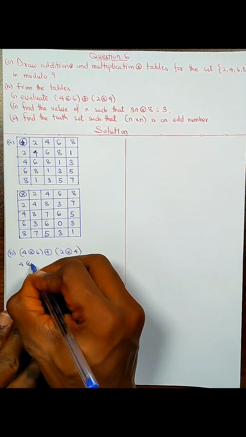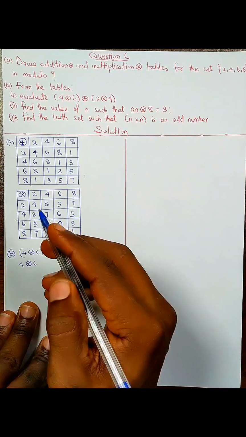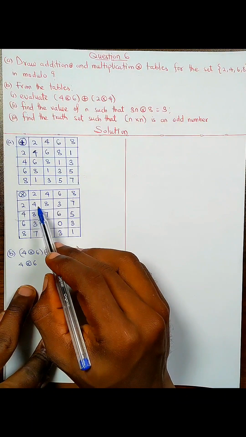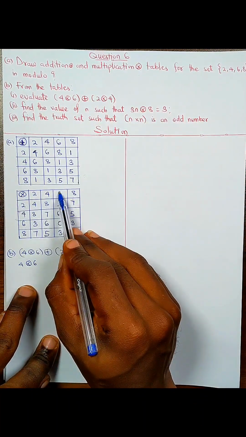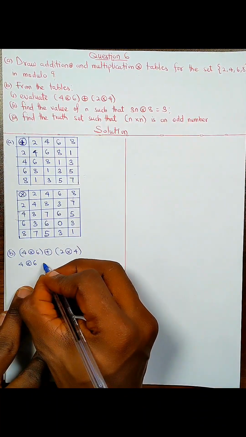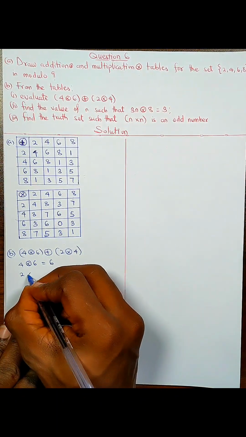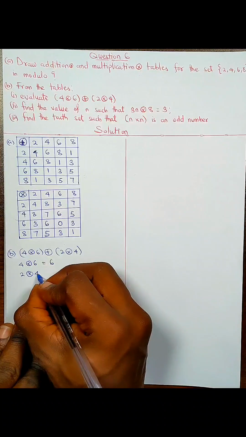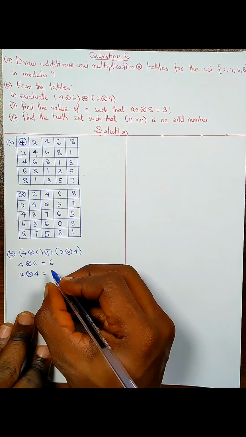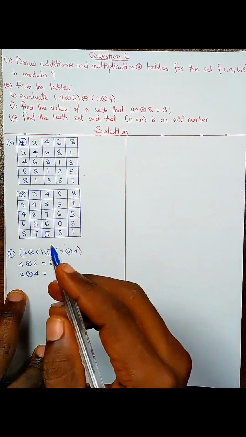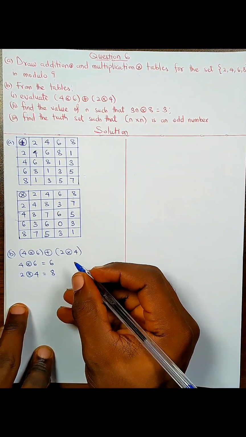So first of all, 4 times what? 6. And take note, from the table, you're going to look for 4 times 6. So on the table, you have 4 times 6, giving you what? 6. So that is giving us a value of 6. Let's also find 2 times 4 from the table. So 2 times 4 gives us an 8 from the table.